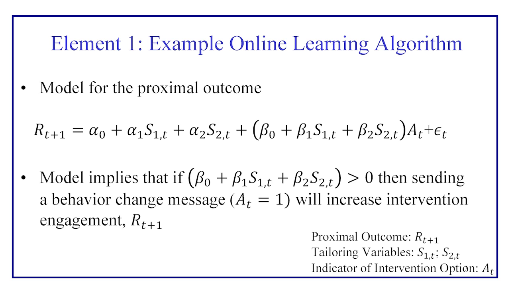So what that model implies when you write a model like this is it implies that if this term in parentheses is greater than 0, then it's going to send a behavior change message. And this is great. So if you knew these parameters, you would just look to see if this term, which is related to the two tailoring variables, recent cannabis use and whether or not it's in the morning, is greater than 0. If you knew this entire model, all the alphas and the betas, you would just look to see if the sign is greater than 0, and that would tell you whether or not to send a message.